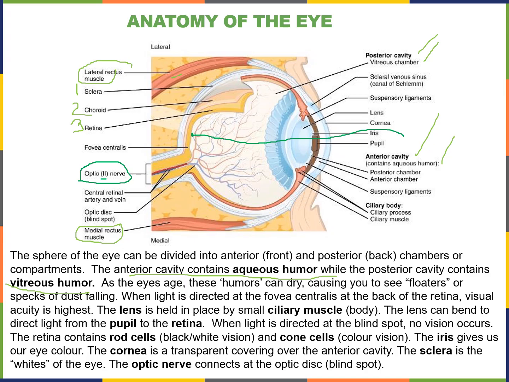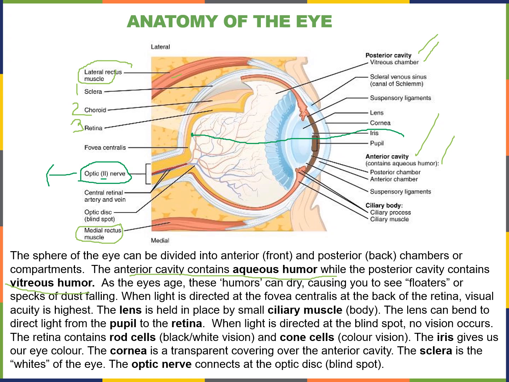So the optic nerve, once that image is formed at the back of the eye, sends that information to the occipital lobe. Because if you remember, the occipital lobe interprets visual information. So those are the 3 important layers at the back of the eye.